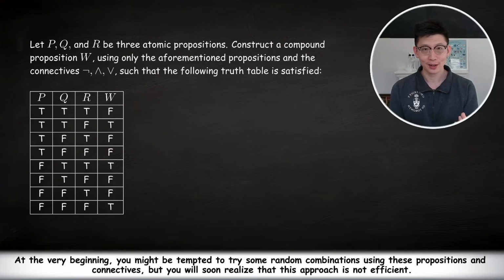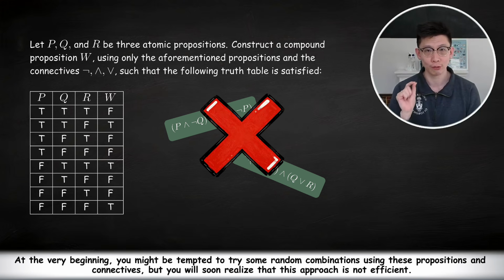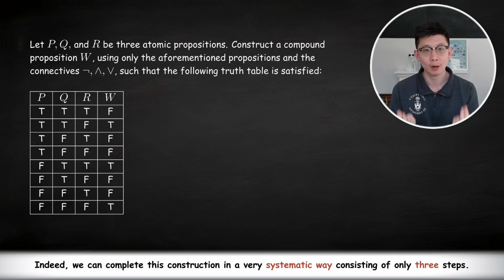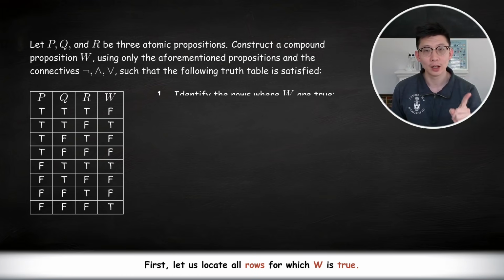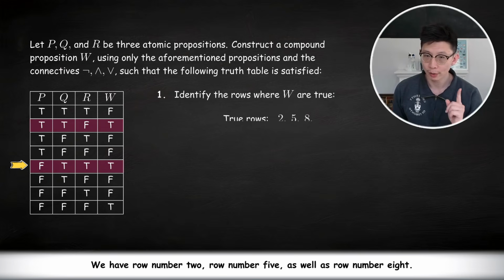At the very beginning, you might be tempted to try some random combinations using these propositions and connectives, but you will soon realize that this approach is not efficient. Indeed, we can complete this construction in a very systematic way consisting of only 3 steps. First, let us locate all rows for which W is true. We have row number 2, row number 5, as well as row number 8.